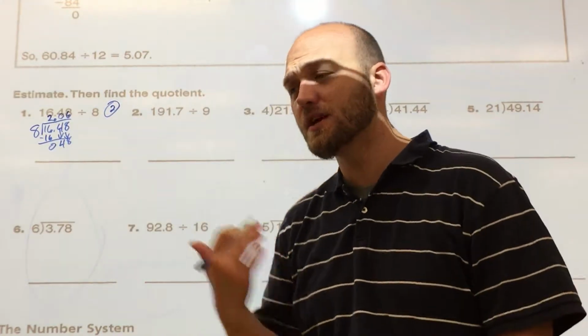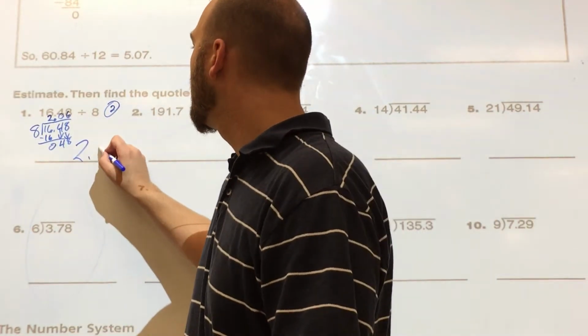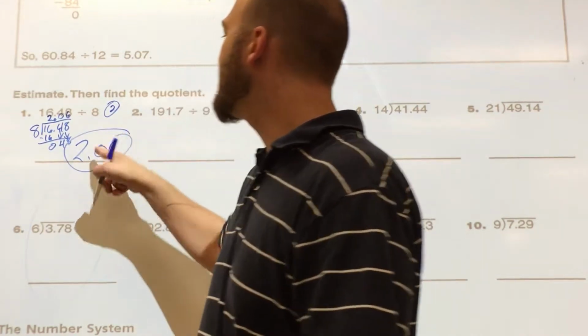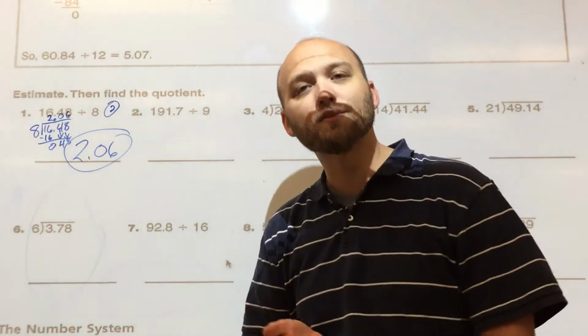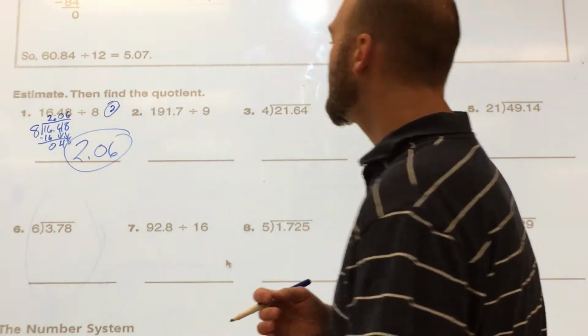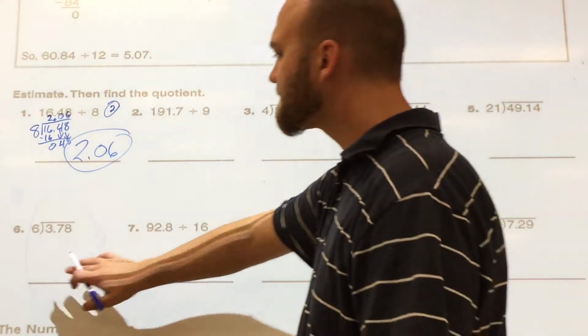Now it's 2 6/100ths as my answer. Is that close to 2? Yes, of course it is, so I know that I'm in the ballpark and I did the right things with my decimal. Let's look at one more down here.